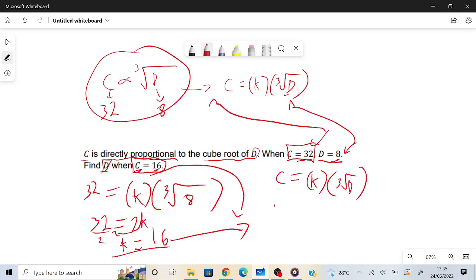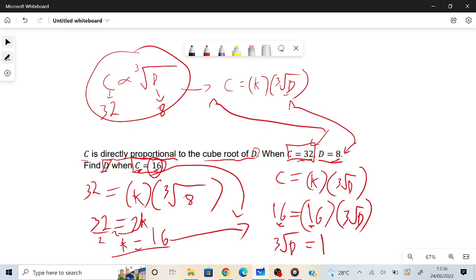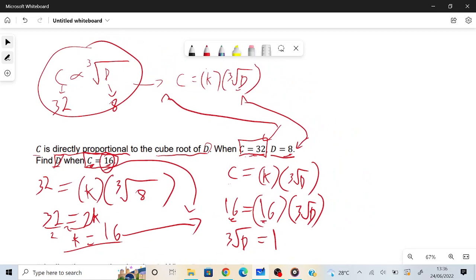Our c is given as 16 in the second time around, so 16 equals k, which is also 16, into the cube root of d. When we're solving for d, this would now become cube root of d equals 1, because 16 divided by 16 would give you 1, and to find d, we would do 1 to the power of 3.